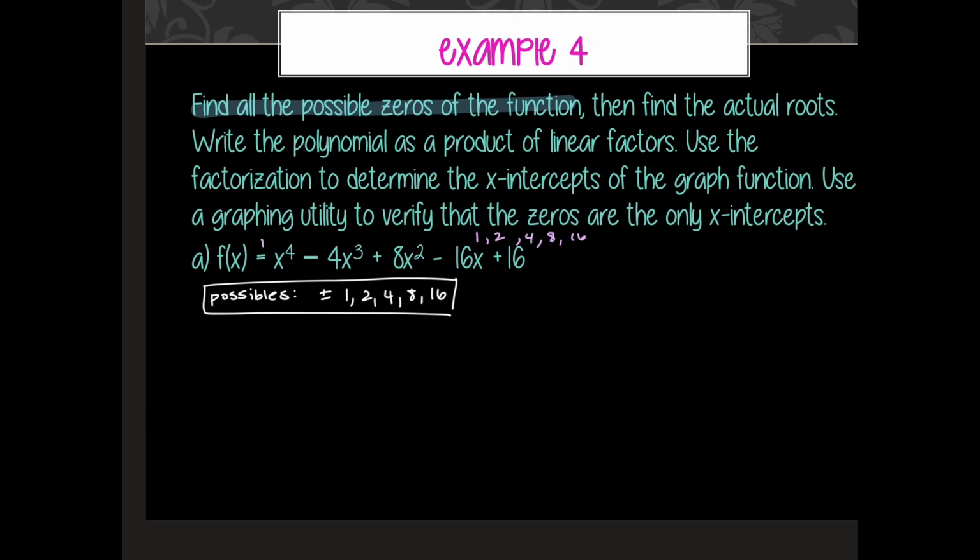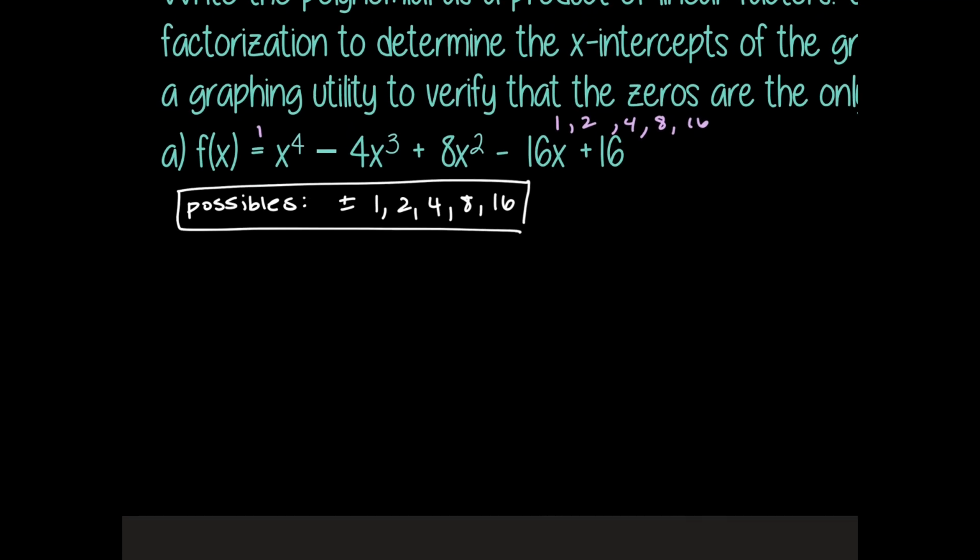Then it says find the actuals. So we're going to have to test these out. Let's see if Descartes' rule helps. This is 1 sign change, 2 sign changes, 3 sign changes, and then it stays the same. So there are 3 or 1 positive roots, which means I'm going to try all my positives first. I'm not even going to worry about the negatives just yet. So start with 1 on the outside. 1, negative 4, 8, negative 16, and 16.